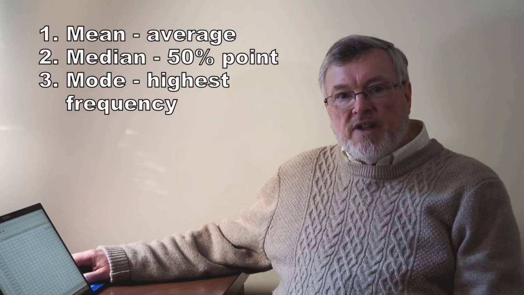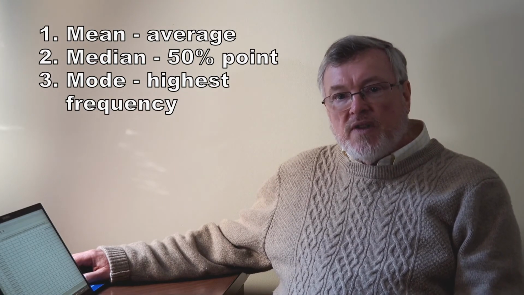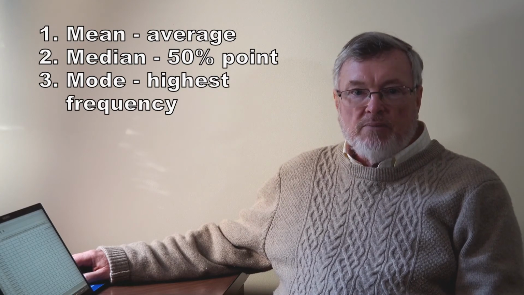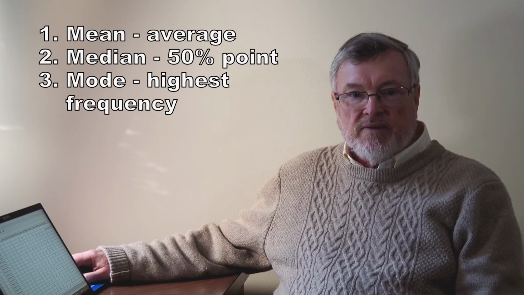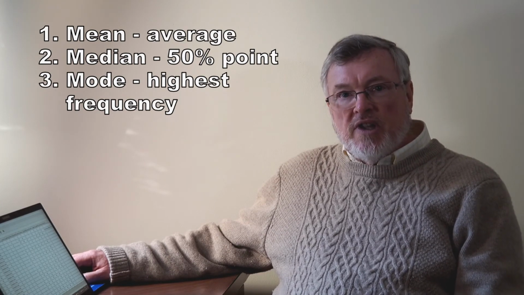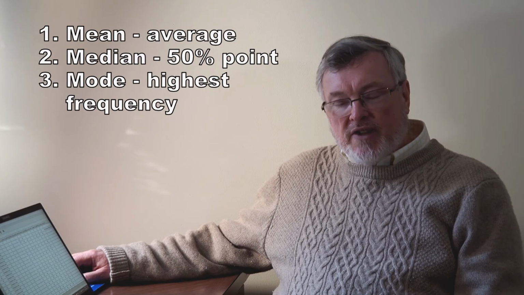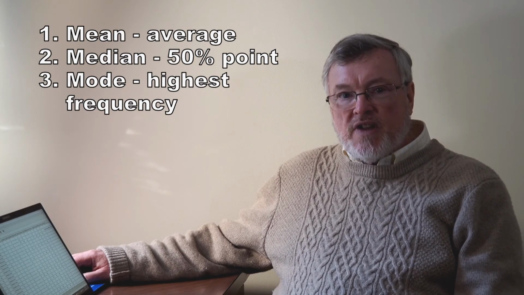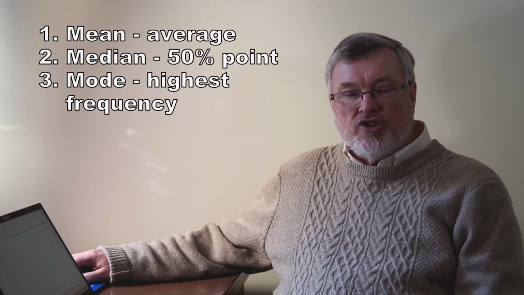The median is the halfway point. So 50% of the scores are above and 50% of them are below the median. And the mode is the most common response. The mode is often used with categorical or nominal data but is less helpful in relationship to scale or interval data.